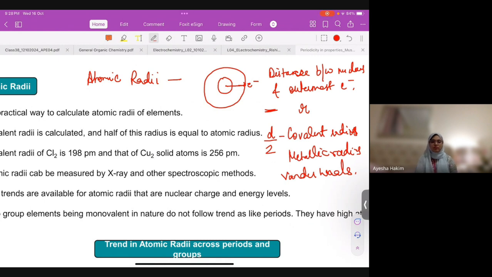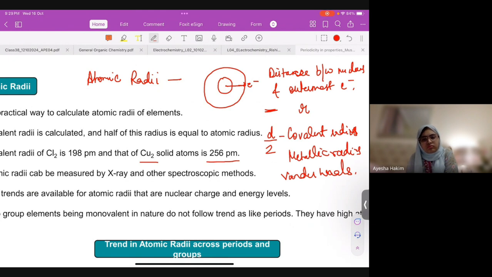Now I'm just giving an example. For Cu2, the metallic radii is given as 256. Then what will be its atomic radii? Atomic radii would be half of this. So this is basically Cu2 atoms, so it is the internuclear distance. The atomic radii for Cu2 will be half of 256 picometer.